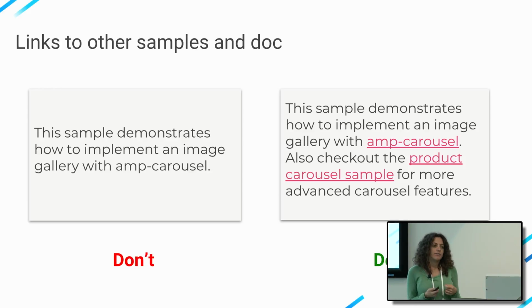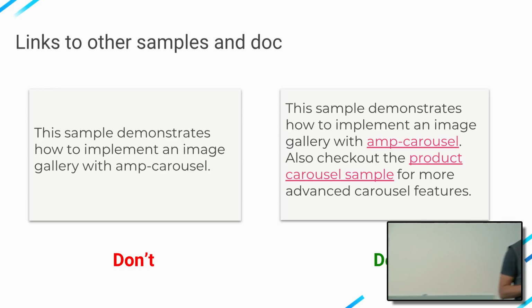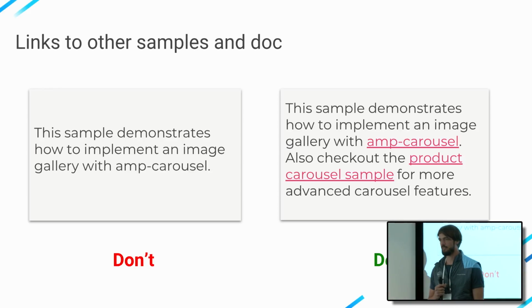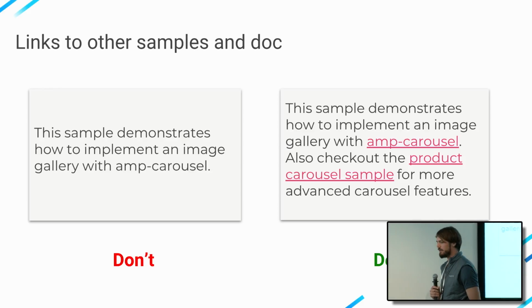And then, since on AMP by Example we have a lot of samples, and we have another one demonstrating a similar thing, how to implement a gallery with an AMP carousel, in here we added a link to this sample as well. But the important thing is, you don't have to look through all of AMP by Example to find related samples. We are happy to help you with that when you create a PR. It's just something that you should keep in mind.